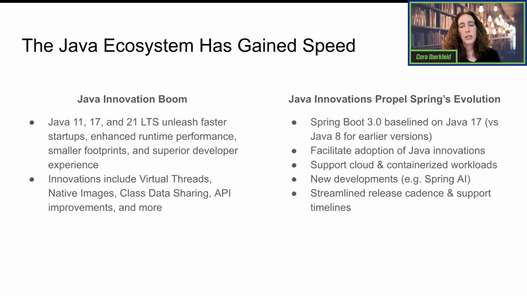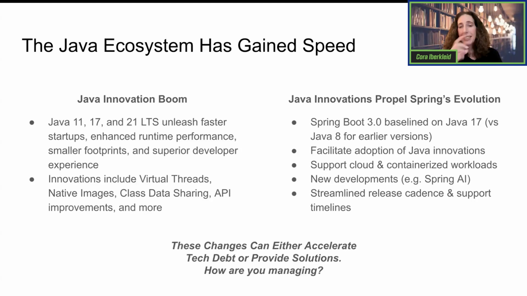There have also been innovations in accordance with the growth of cloud and containerized workloads. There are new developments, really exciting things like Spring AI. And again, to make this easier for companies to embrace, Spring has streamlined its release cadence and support timelines. So the question is, how are you managing with this, right? This can either provide solutions for you and exciting opportunities, or it can lead to an accumulation of technical debt. And it's a great challenge.